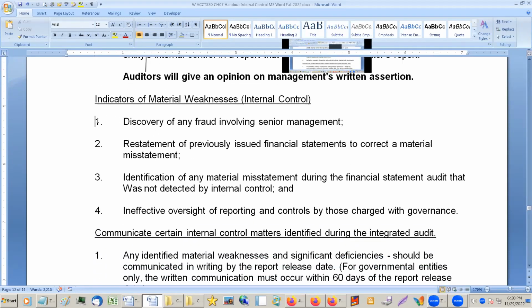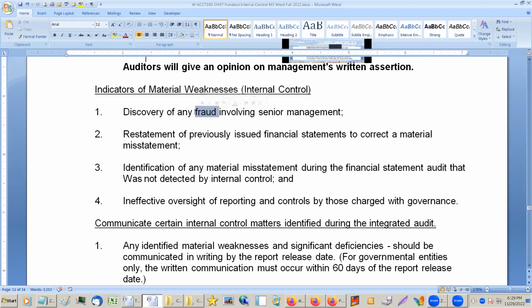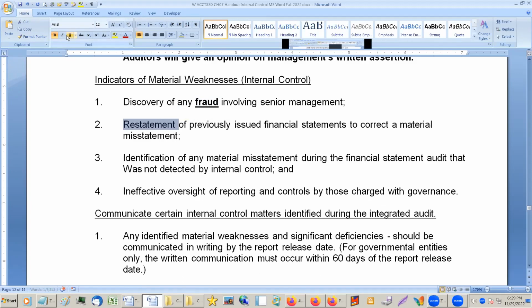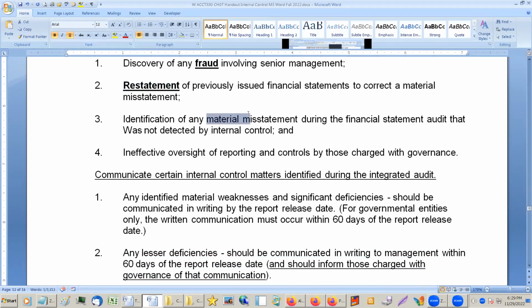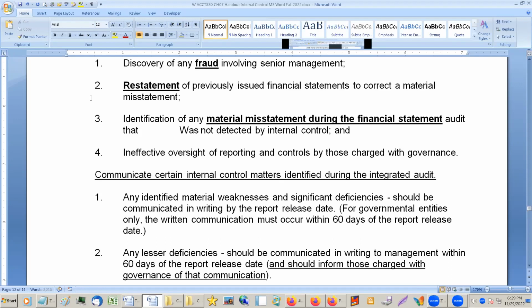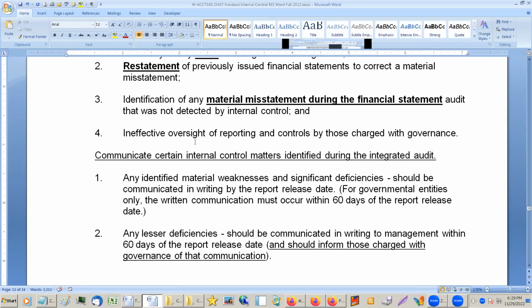Indicators of material weakness in internal control. Fraud is obviously one of those things that indicates an internal control problem. Restatement of financial statements, obviously. During the financial audit, a material misstatement. So if you find a material misstatement, and this is why they do the audits together. Ineffective oversight, basically that the board of directors are not doing their job.